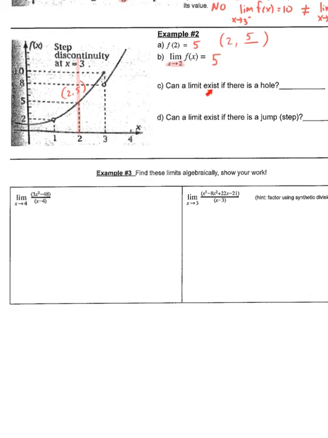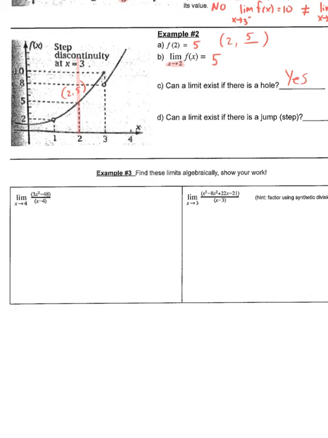Okay, can a limit exist if there is a hole? Absolutely. Yes. Your example was right here at 1. There's a hole there, but there's still a limit. The left and the rights are the same. It's still a great date. You're meeting in the same place. Think of it as a pothole.